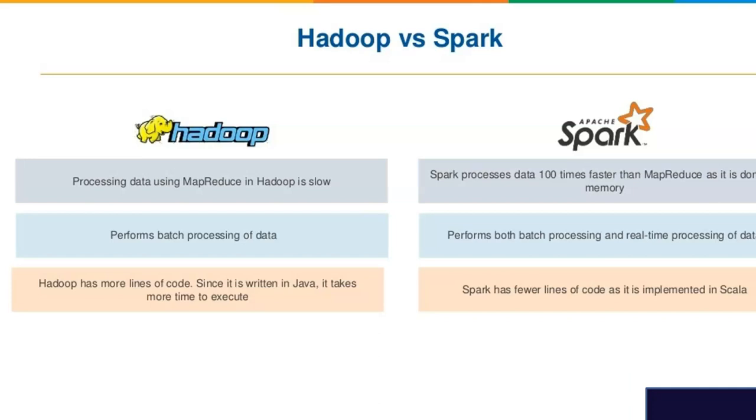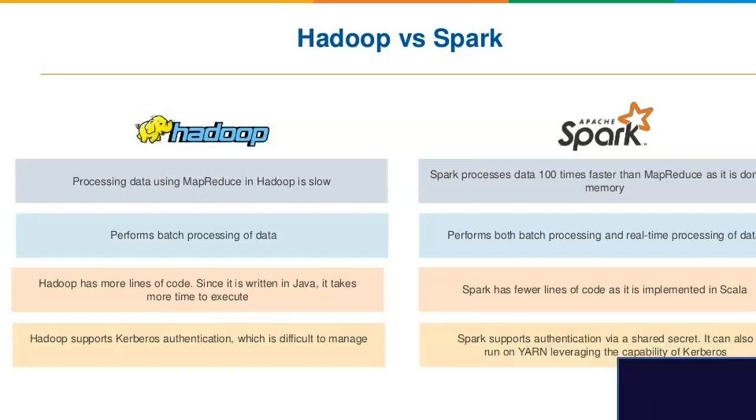Hadoop has more lines of code since it's written in Java, whereas Spark has fewer lines of code since it's implemented in Scala. Hadoop supports Kerberos authentication, and Apache Spark can leverage key management or a shared secret key, and use Yarn, leveraging the capabilities of Kerberos as well for authentication.